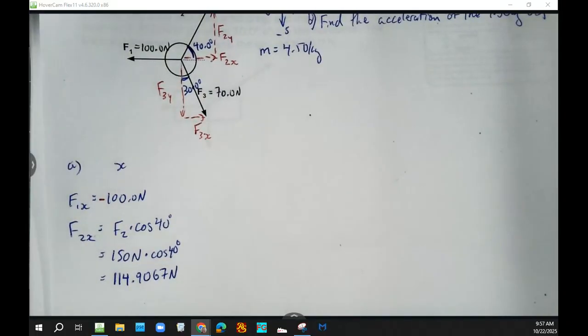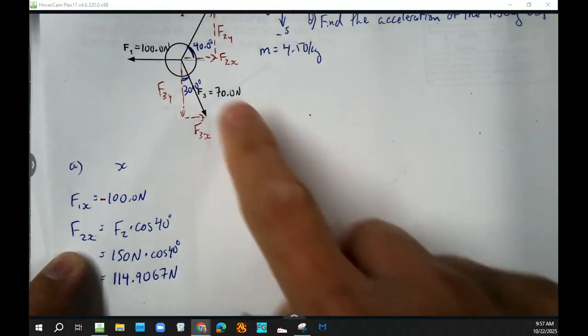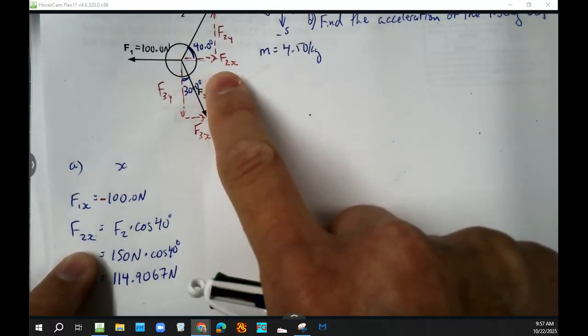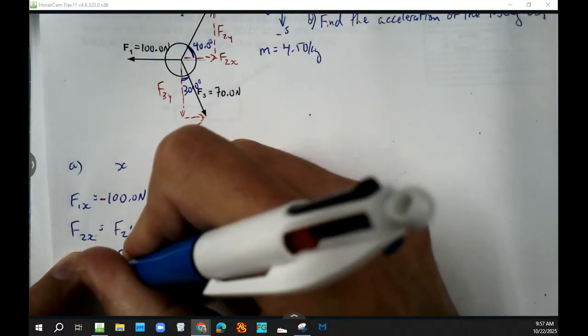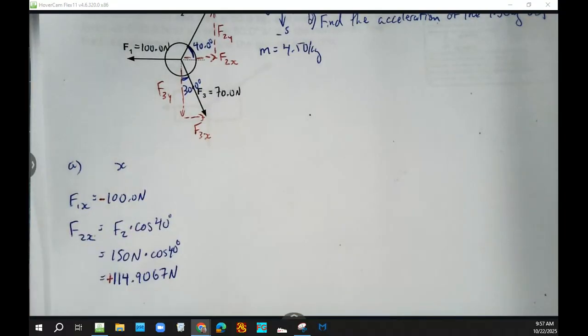Now, if I'm being really careful about this, and I want to be careful because I haven't done these kinds of questions before, force 2x, notice it's east. So if it's to the east, it's not negative. So if I really wanted to emphasize things, that is a positive value. I'm just going to put it in there as a red plus sign just to remind myself that for sure I know that.